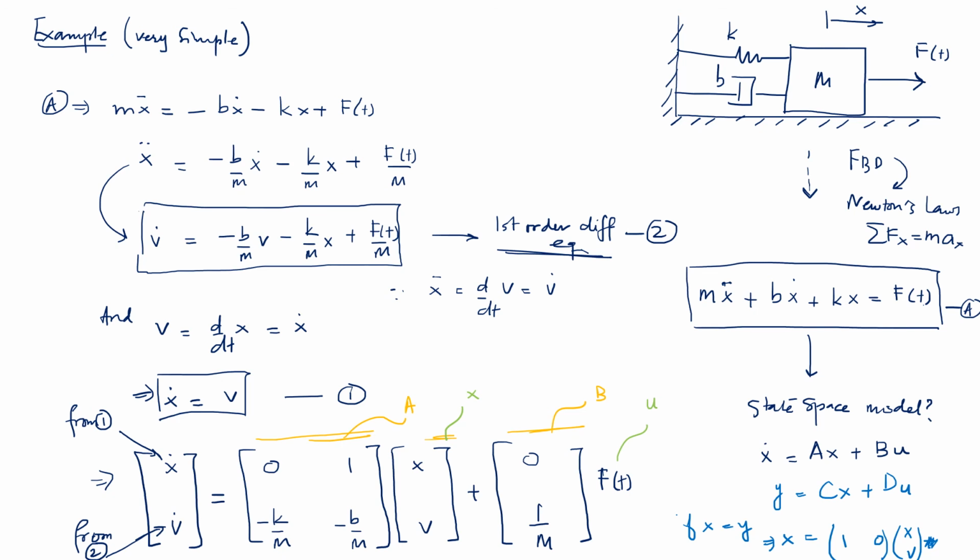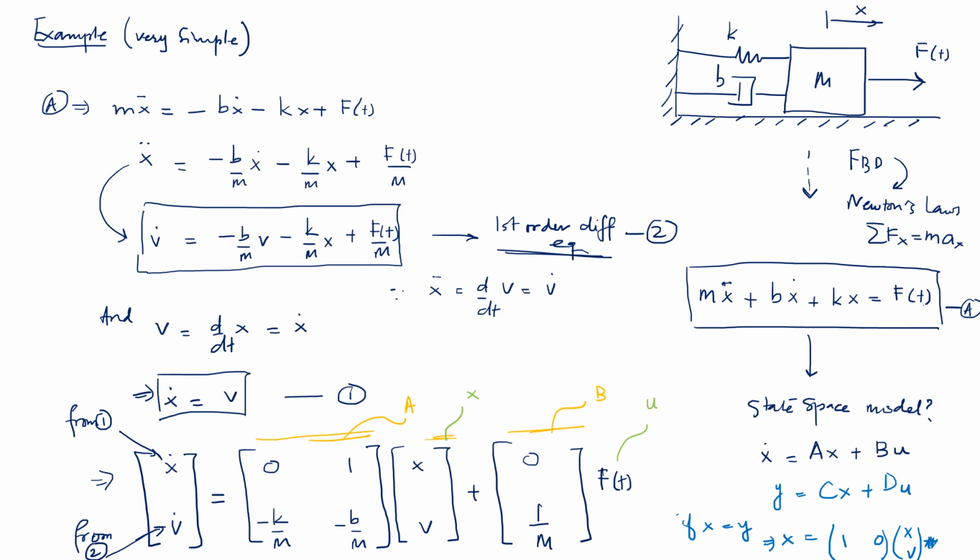So this is going to be x is equal to C, which is 1, 0, times the state variable vector, which is x and v. So that is going to be your output equation, which is very simply constructed. But if x is not your desired output, rather you are interested in velocity, then you are going to change the C, and that would be 0, 1, and that would produce the desired output.